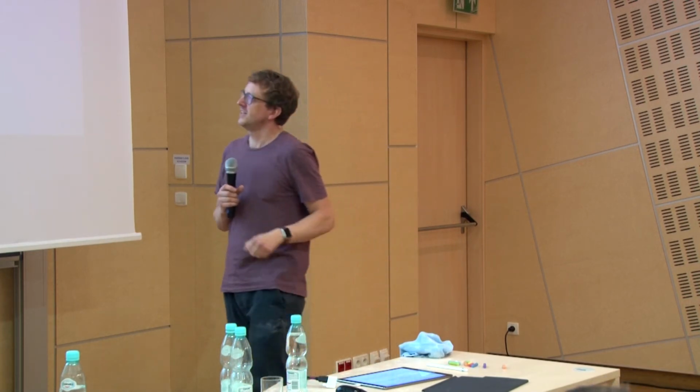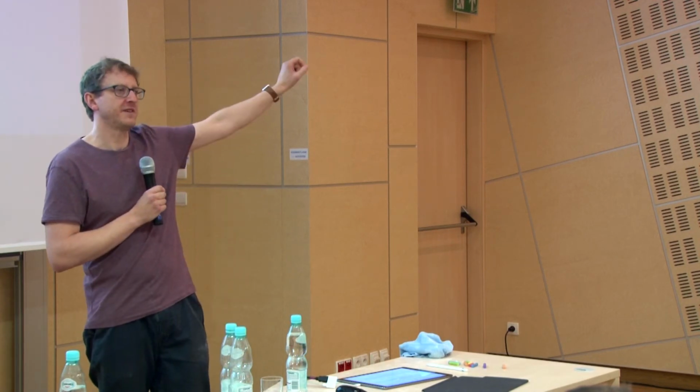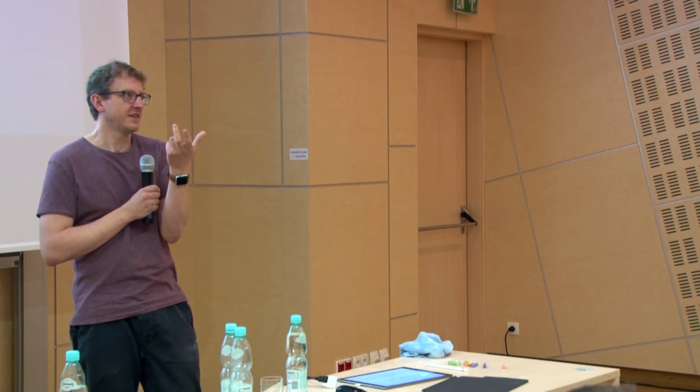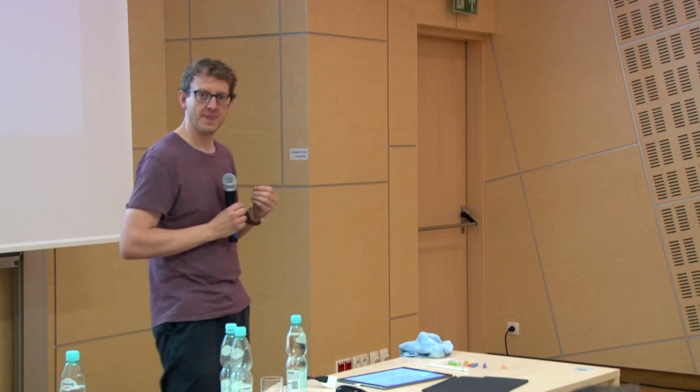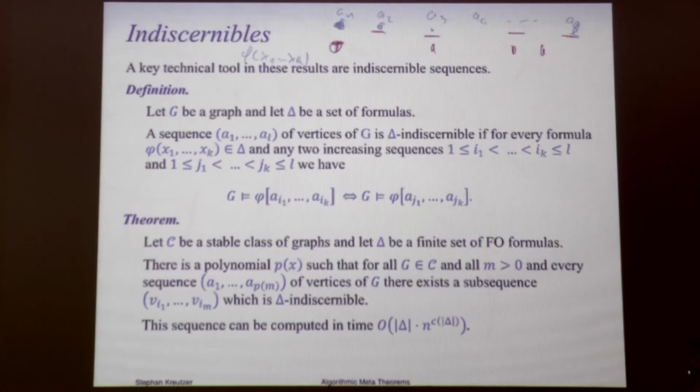So if you give me a very long sequence of elements and a formula of k free variables, I just label every k-element subsequence by 1 if it satisfies the formula and by 0 if it doesn't. Then I apply Ramsey to it and I get a subsequence where for every k elements, either all of them satisfy the formula or none do. Then you do this for every formula in your set, and you get an indiscernible sequence. But this is very efficient, because it's a polynomial. And this turns out to be an extremely useful tool, actually.